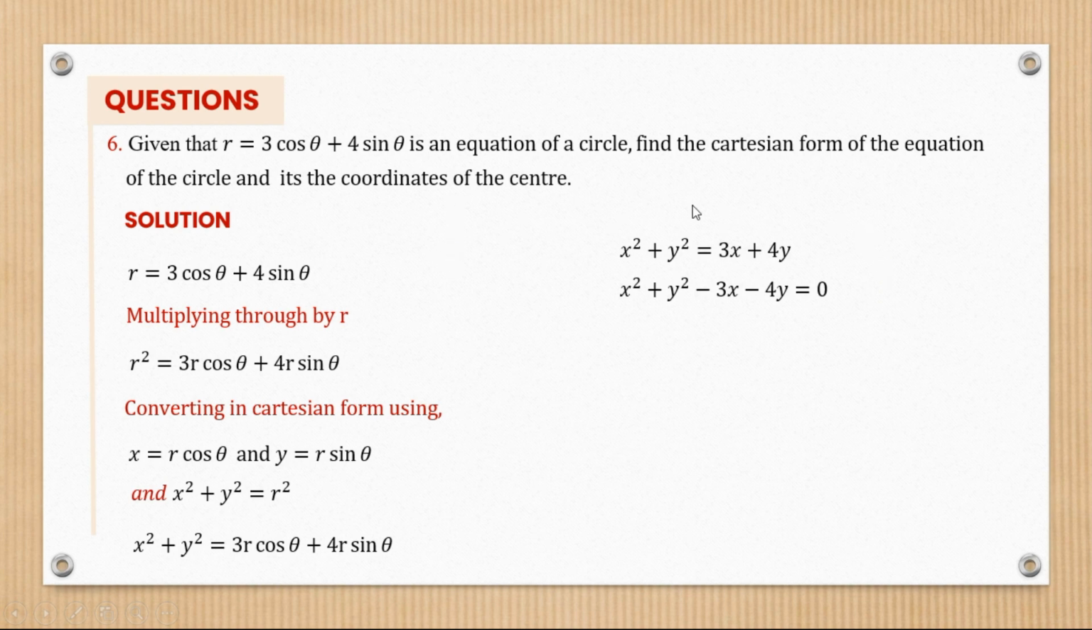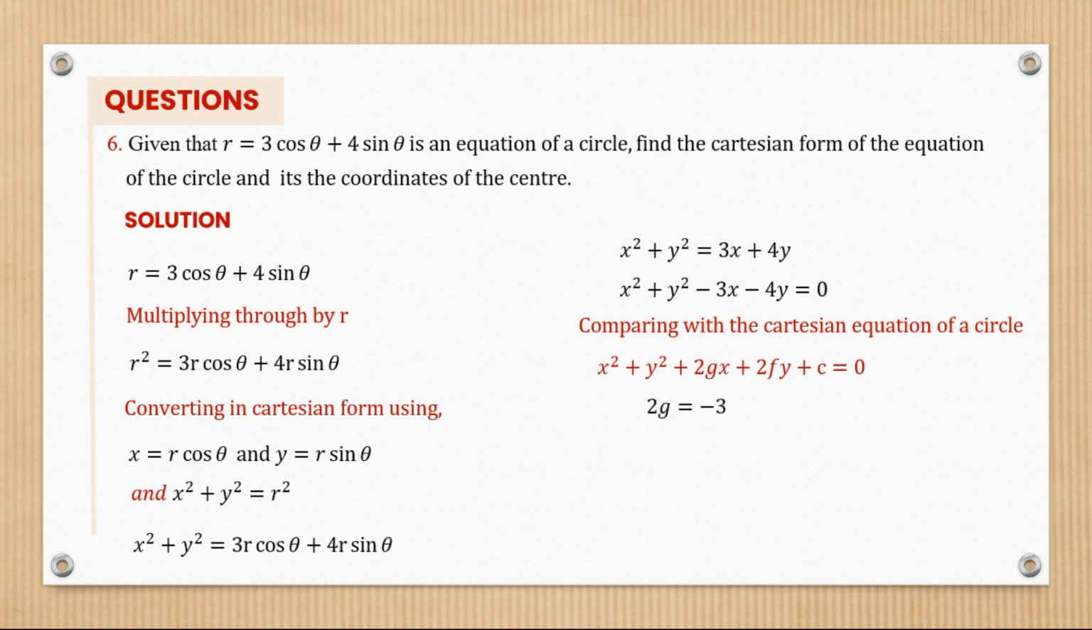Now, very important, we are not only told the Cartesian form of the equation of the circle, we're also told to find the coordinates of the center. How do we do that? We're going to compare the Cartesian equation of the circle with the general equation of the Cartesian form that was given. So this is what we have.